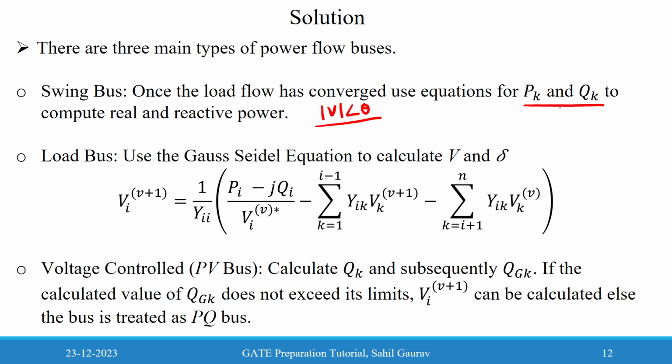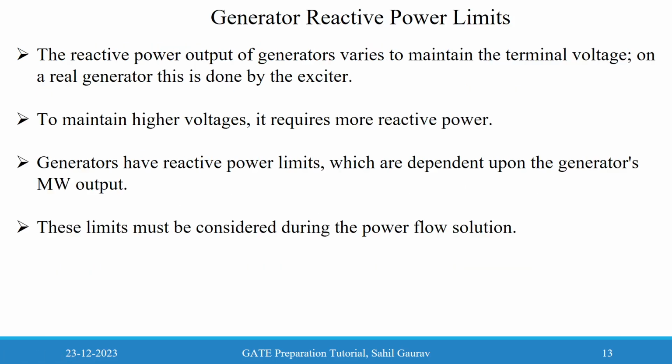For the bus you have considered as the swing bus, you have to find Pk and Qk, the active and reactive power. For the voltage control bus, you have to calculate Qk and subsequently Qgk. If this calculated value of reactive power does not exceed its limits, then it can be used; else this bus is treated as a PQ bus. If the reactive power violation happens at the voltage control bus, then that bus is converted to a PQ bus. That is very important.